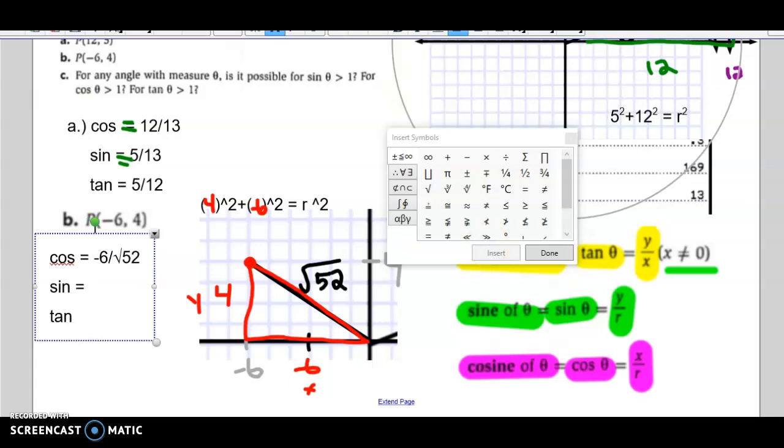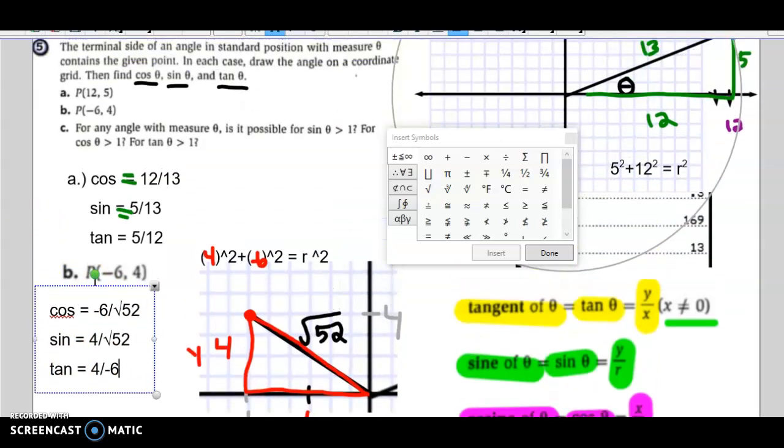And then our sine would be 4 divided by square root 52, and our tangent would be 4 divided by negative 6. There we go. Boom, boom, boom. Done. Okay? So that's what we have, cosine, sine, tangent. That's how we do that problem.